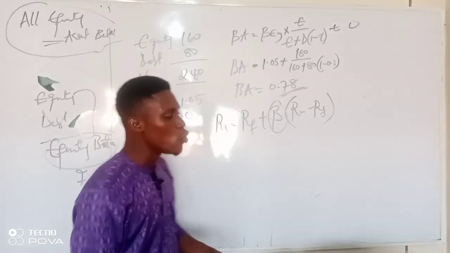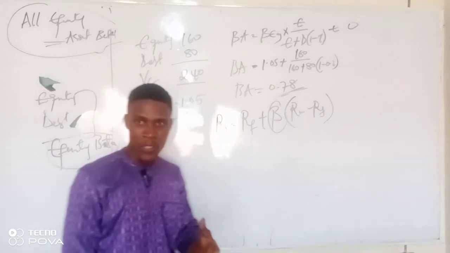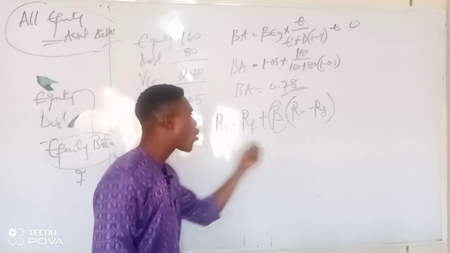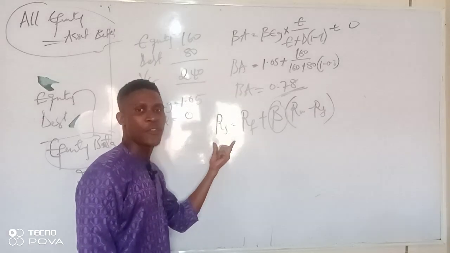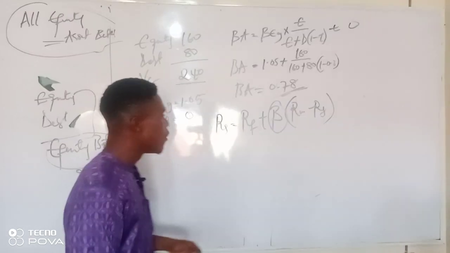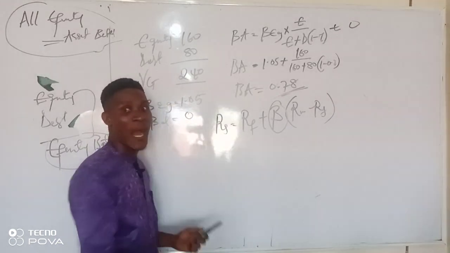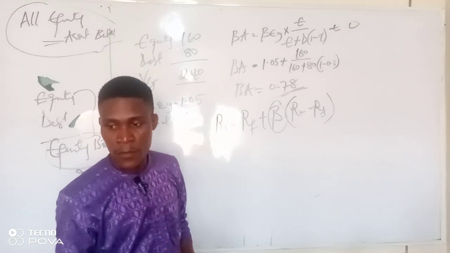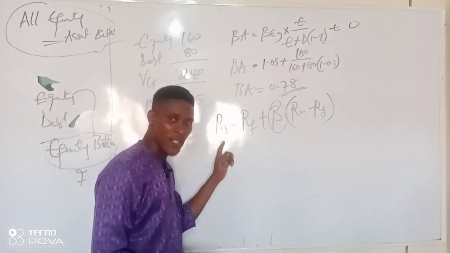Without that project, you can use the beta of the project, once you have identified it, to estimate the cost of equity for that project. And don't forget, once you get your cost of equity, you can get your WACC.